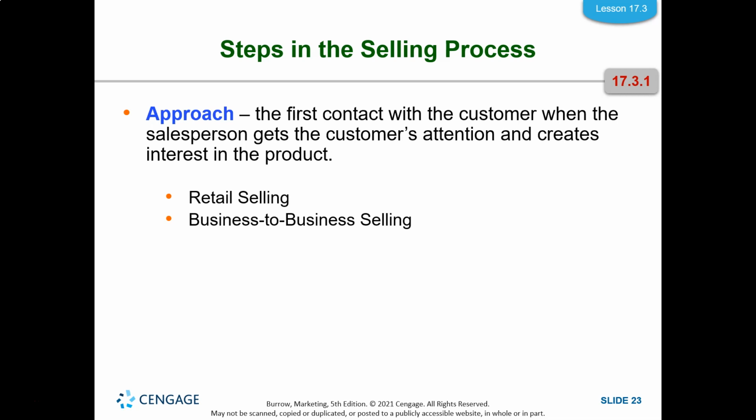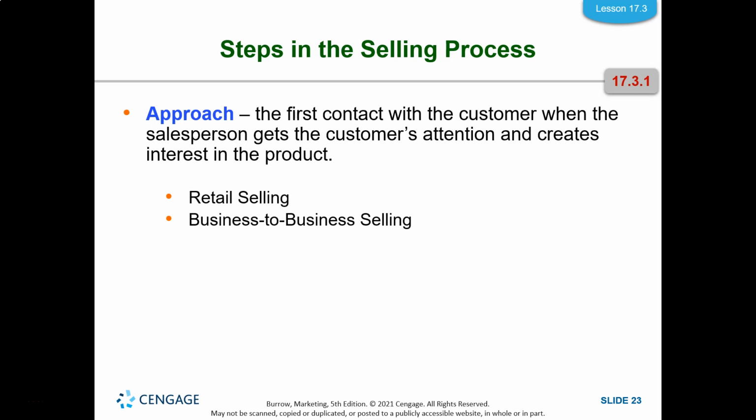This could be a call, this could be in person, this could be an email. There's lots of different types of approaches. In retail selling, it's usually walking over to a customer, maybe think of the last time you were in a cell phone store possibly. And then you've got business-to-business selling, which I personally have loads of experience with.